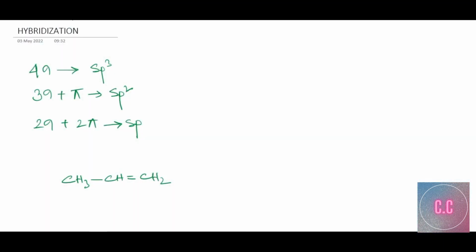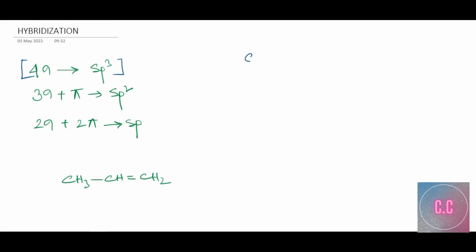In the previous video, we discussed how to find out the hybridization of a carbon atom in any compound, but in that video the sound quality was not that clear, so I am repeating it again. Remember, if in any compound the carbon atom has 4 sigma bonds, that will be sp3 hybridized.